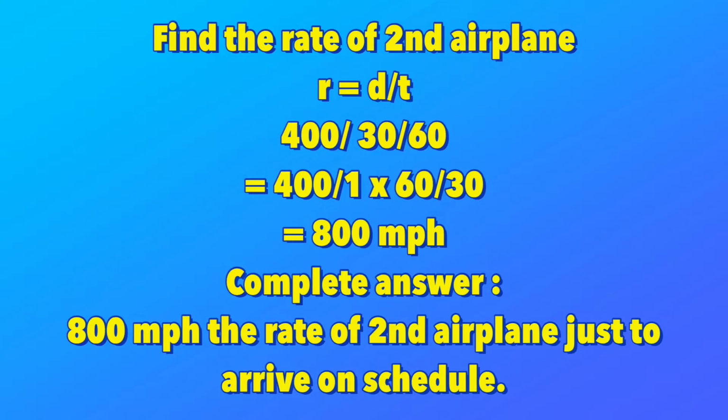So 400 over 1 times 60 over 30. Then by cancellation method, we have 60 divided by 30 equals 2, 30 divided by 30 equals 1. Then horizontal multiplication, 400 times 2 equals 800 miles per hour. Our complete answer, 800 miles per hour, the rate of the second airplane just to arrive on schedule.